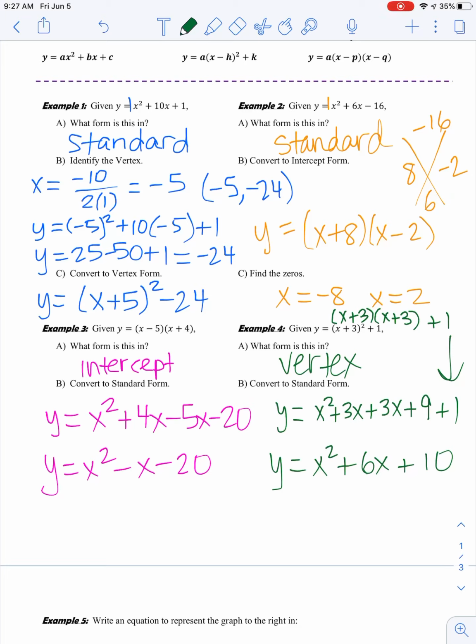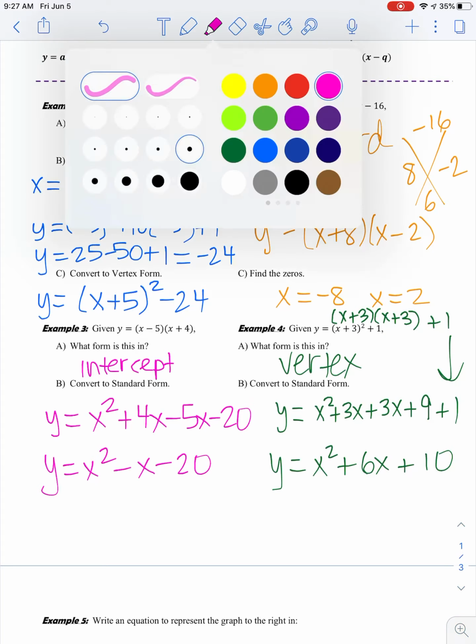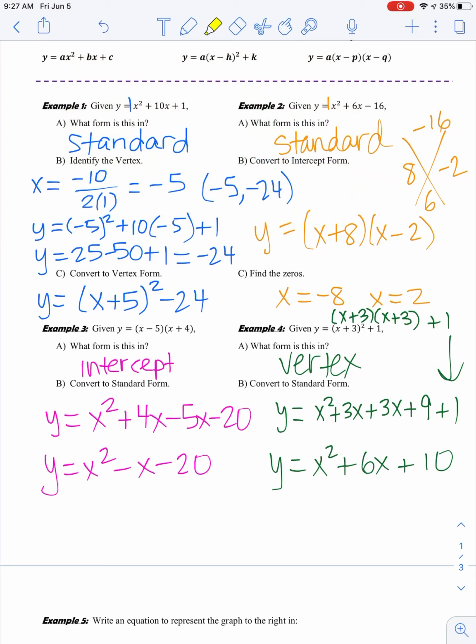So in example 3, we went intercept to standard form. Example 4 was vertex to standard form. Notice in every example, we either started or ended with standard form. So we won't ask you to go from vertex to intercept or intercept to vertex, although you could do that. You would just have a couple extra steps. It'll always either be standard form to one of the others or starting with one of those others to standard.